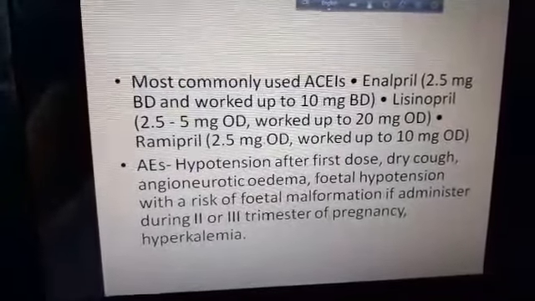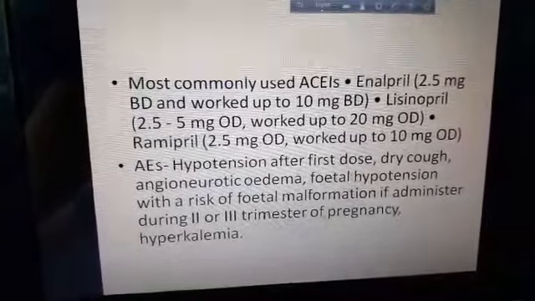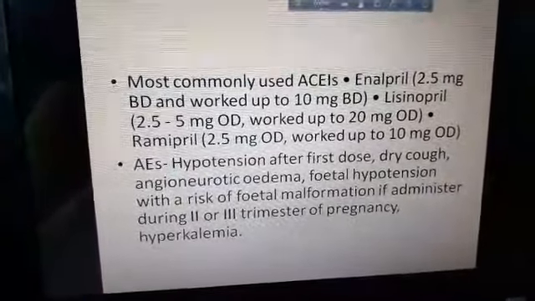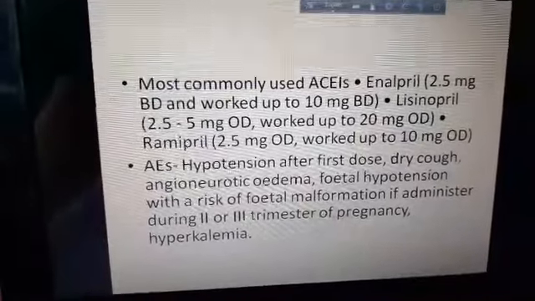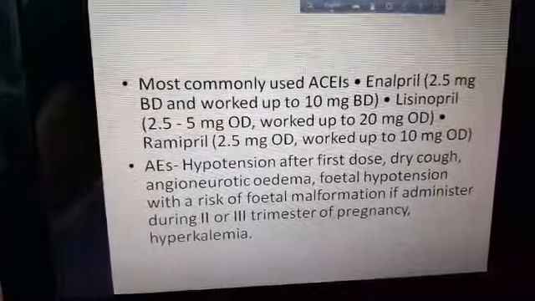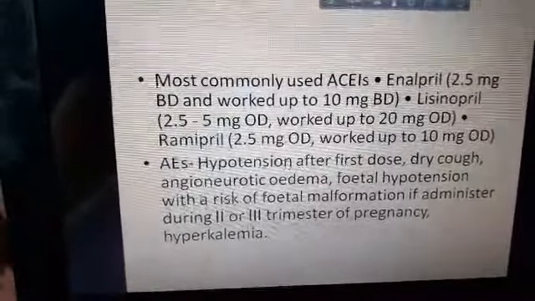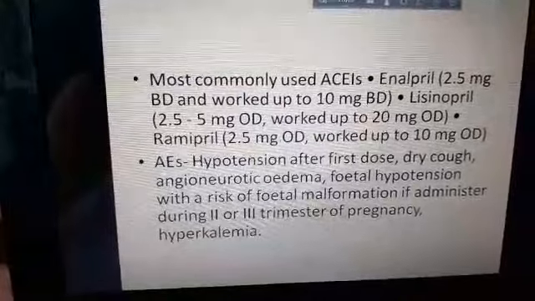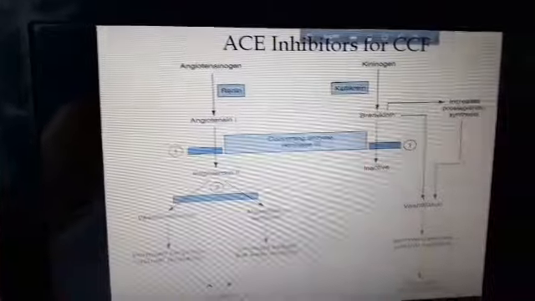Adverse effect: hypotension with the first dose, as I mentioned, since it is a vasodilator. If the patient remains standing after taking the drug, most of the blood will shift to the lower extremities, and that may cause dizziness or hypotension. It can also cause dry cough and angioedema due to the bradykinin effect. It is avoided in pregnancy because of the risk of fetal malformation, and it can cause hyperkalemia.